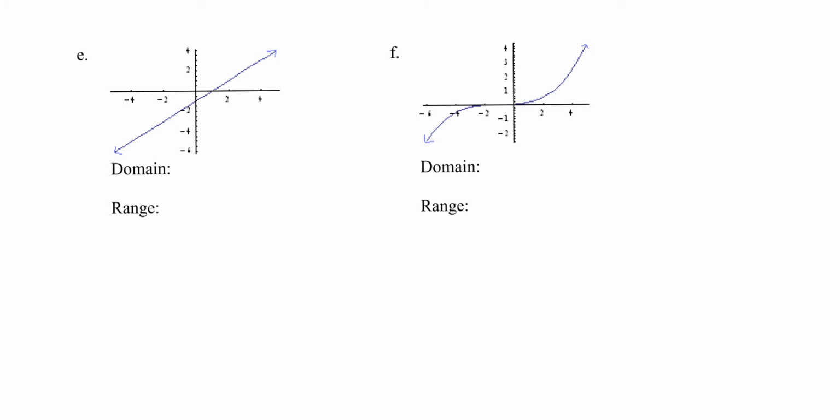All right, and our last two where we're going to write the domain and the range. For E, we have a line here. And again, we have the arrows on, and so that means it's going to extend out forever in both directions. So if we look along our x-axis, it's always going to continue along that x-axis and have x values. So our domain for the line will be negative infinity to positive infinity.